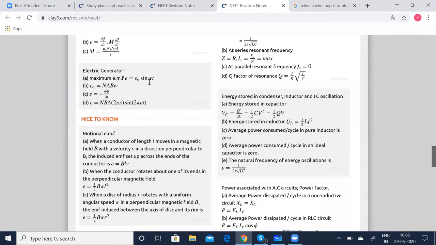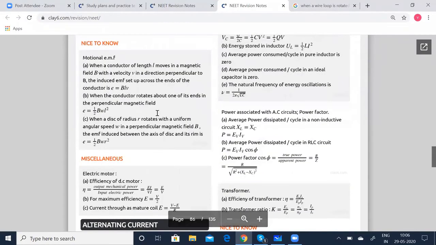Omega is angular velocity, children. Suppose omega is not given, and instead of that, nu, the frequency, is given, then you can say omega equals 2 pi nu. Instead of omega, you can substitute 2 pi nu. So look into the data, look into the question properly, see what is given, and then decide which formula you have to use. Next is motional EMF.